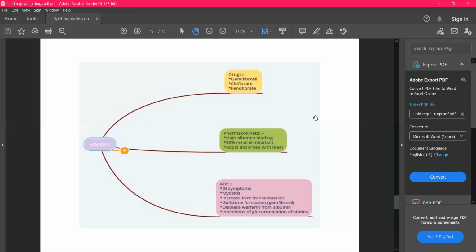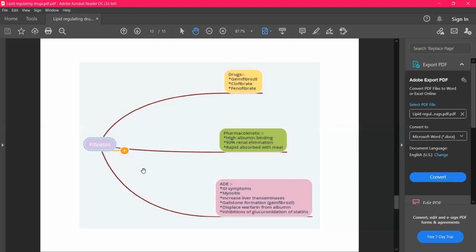As usual, fibrates are also not an exception to GI disturbances, which is the commonest. Then there's the risk of formation of gallstones, especially with gemfibrozil, because it increases biliary cholesterol excretion, right? And there's a risk for myositis, rhabdomyolysis.